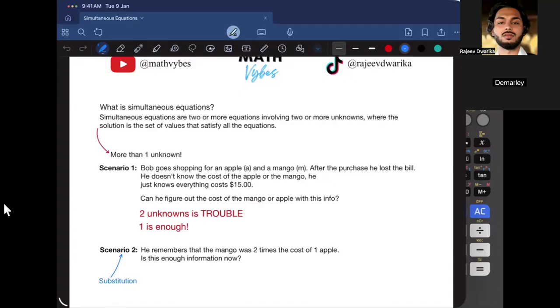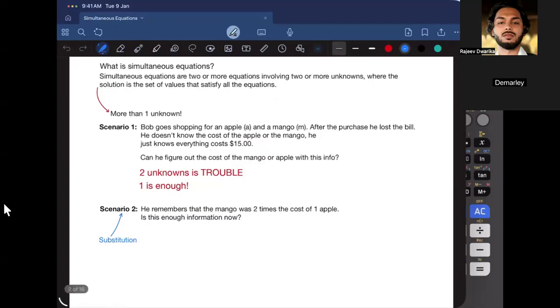Tell me, that's sounding like gibberish, right? The main thing I want you to take away is more than one unknown. So if you're seeing X and Y or A and B, or you're seeing more than one thing you don't know, you have to use simultaneous equations. And when you solve it, it's supposed to satisfy the equations you come up with. So, Demarley, just keep that in mind, right? If you see more than one unknown, simultaneous equations.